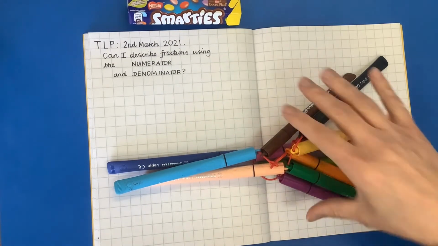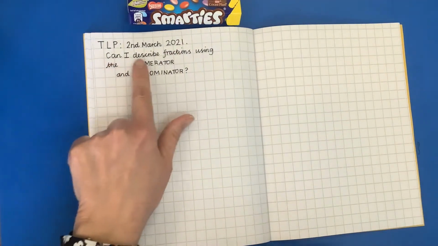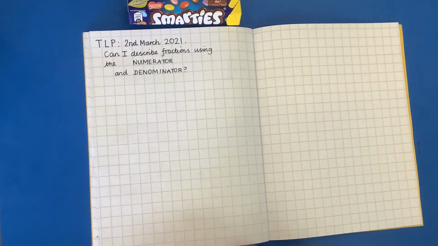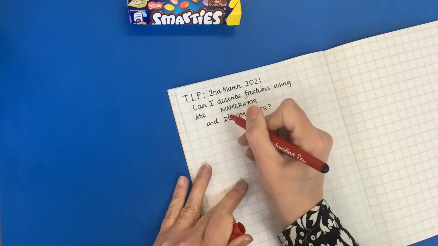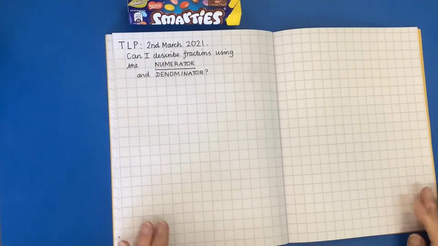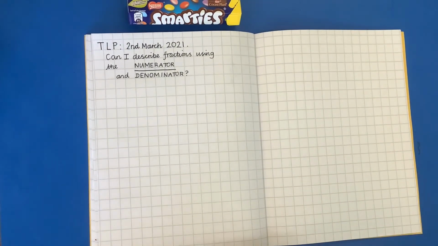And today's learning point is the 2nd of March. Can I describe fractions using the numerator and denominator? And I'd actually like you to draw a line, just like we do when we write a fraction, to separate out the numerator and the denominator.